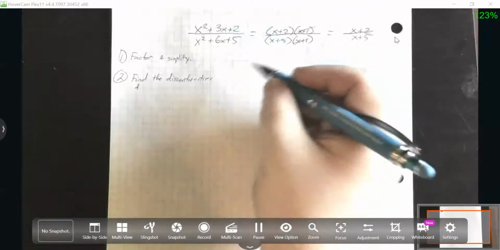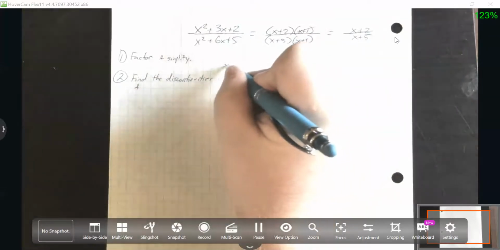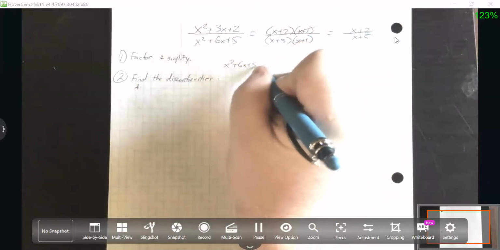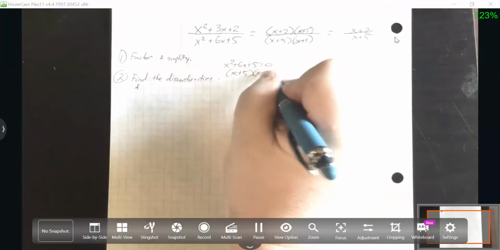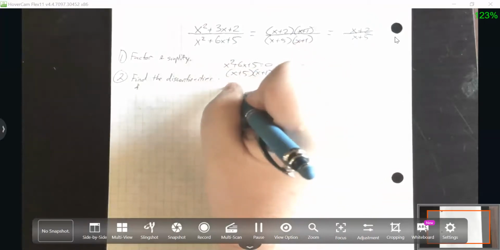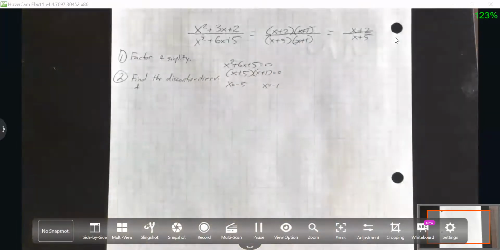So let's find them first. To find our discontinuities, we're going to take the bottom of the fraction and set it equal to 0. So that was our x squared plus 6x plus 5 equals 0. We can factor it. That's our (x plus 5)(x plus 1) equals 0. So we'd get x equals -5, x equals -1. There are my two discontinuities.